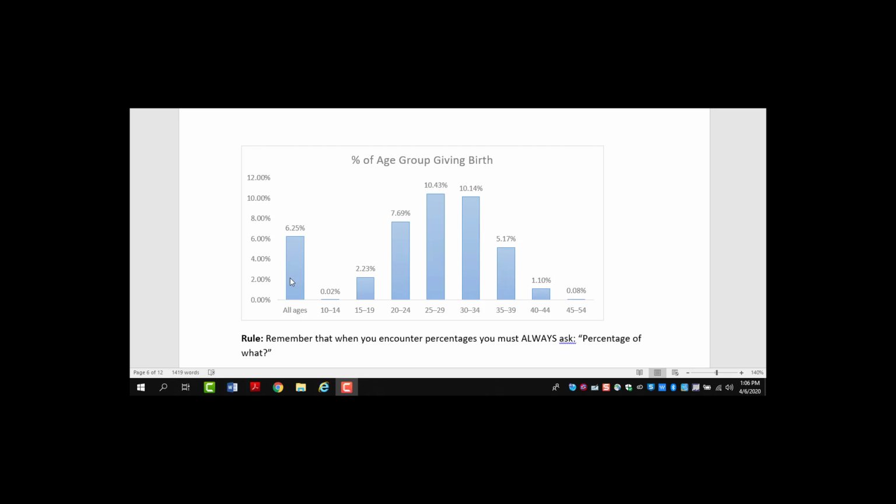So this does not tell you the percentage of all births that were given by 15 and 19-year-olds. It tells you of all the 15 to 19-year-olds, what percentage gave birth. Two different questions. You always got to remember when you're encountering percentages, always to ask percentage of what?